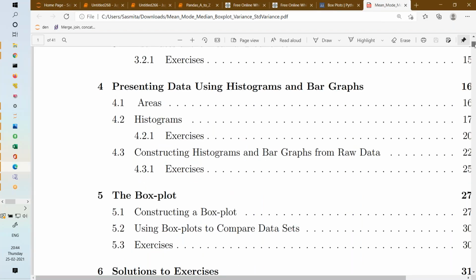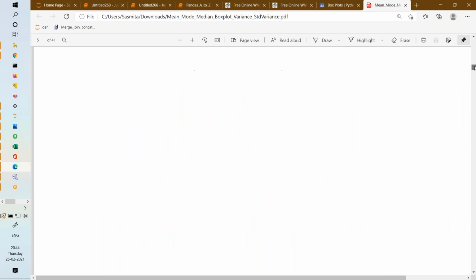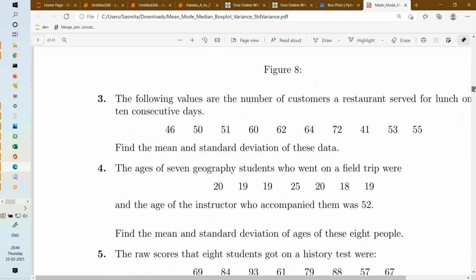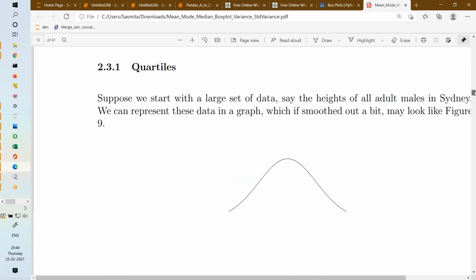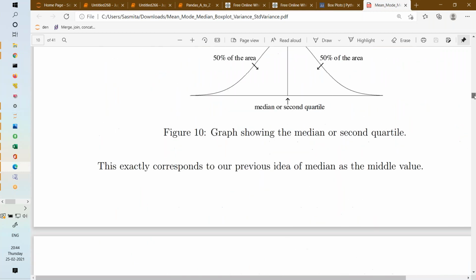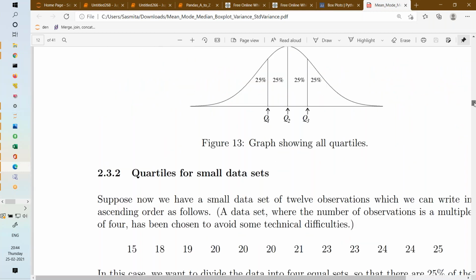This is really good one. You will get enough questions and solutions also are there. We will discuss that later, but with respect to visualization, what is important, I'm covering right now. So you can understand all of these quartiles and everything. Let us go to box plot, right? So you can select box plot.